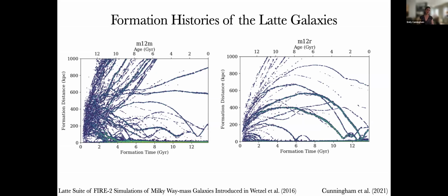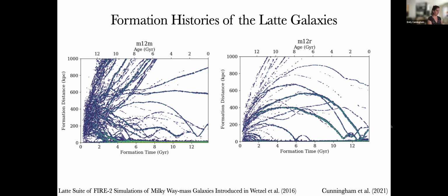So to motivate this, I want to start by showing you these two images, which are plots of the formation histories of two Latte galaxies. So what do I mean when I'm saying I'm showing you the formation history? In each of these panels, what you're really looking at is a 2D histogram of the formation time versus formation distance of every star particle in the simulation.